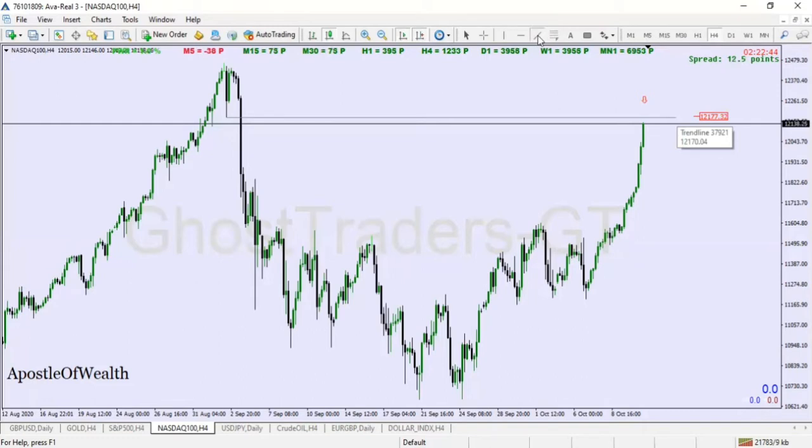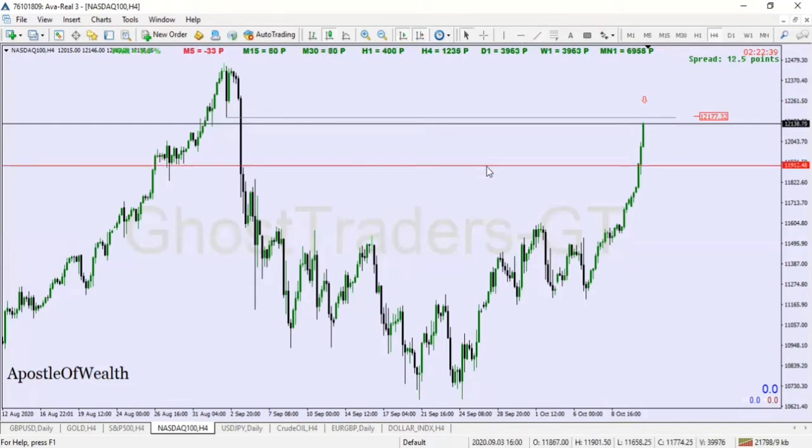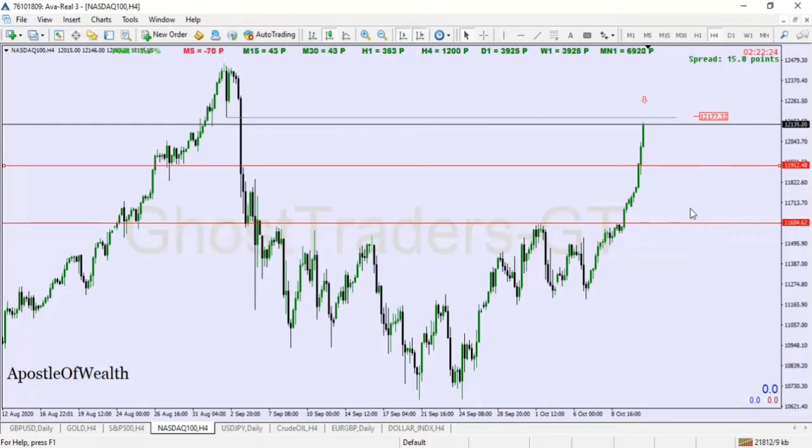So first things first, our take profit can be here. We can put our take profit here. It's going to be our first take profit. And secondly, we can go with this level here and say this is our take profit. So this is our first take profit, and this is our second take profit. When price gets to this level, we expect to see price decline. So just wait and see what price does when it gets here.